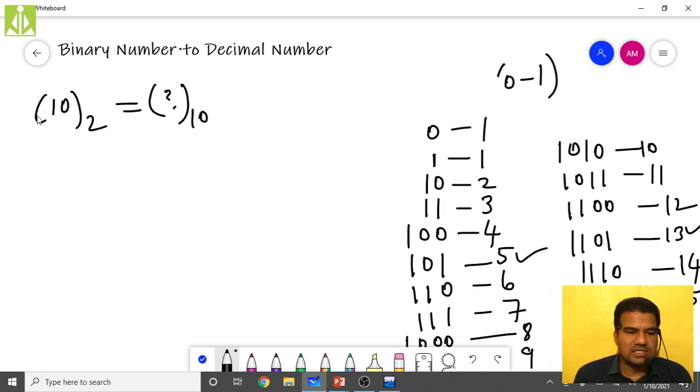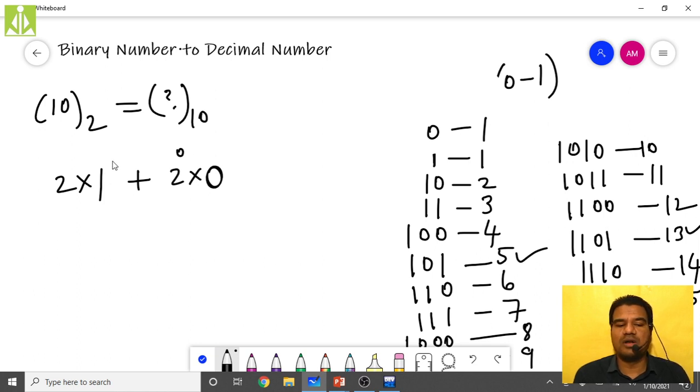What you have to do is write the digits separately, with some space in between: 1 here and 0 here. Then multiply each with 2 and put a plus in between. Follow the steps I have done: multiply with 2 and put plus in between. Here we have 2 and here also 2. Now put the powers, starting with 0 and going on like 0, 1, 2. Up to 2 only we have.